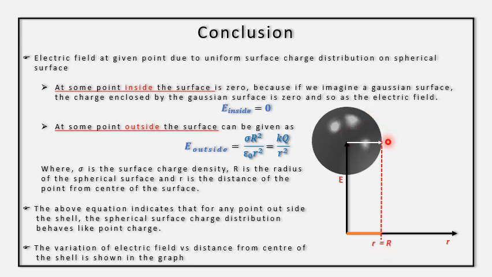What will happen as we go away now? As I go away now, the electric field reduces as 1 by r square. So as you go away and look at the electric field, it is going down. And why this? Because E is proportional to 1 by r square. So this is how the electric field varies with distance from the center, and that was the topic.